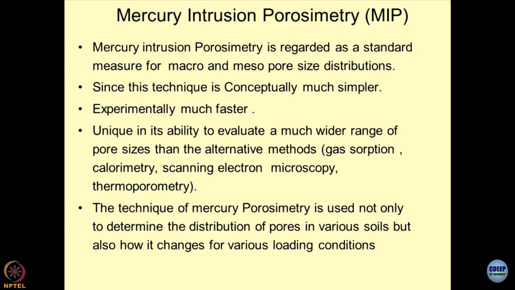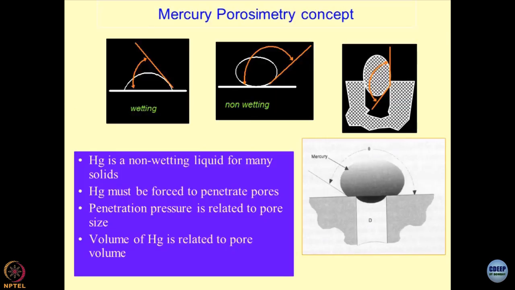As I said earlier, MIP is not only used to determine the distribution of the pores in the soils, but it also gives you an idea about how the pores are getting changed because of different loading conditions. So, it appears to be a very versatile tool. This is the basic concept. We were discussing the wetting and non-wetting fluid. If this is a surface on which you have a drop of fluid, the wetting fluid will always give you an acute angle. However, a non-wetting fluid will always give you an obtuse angle.